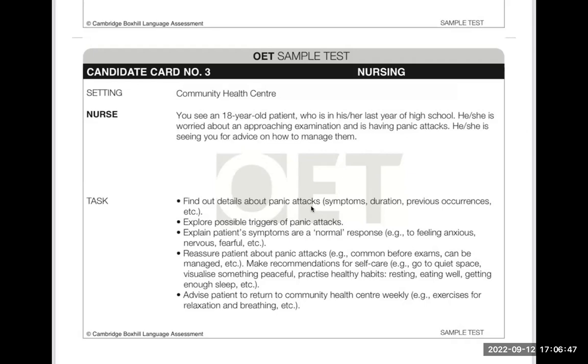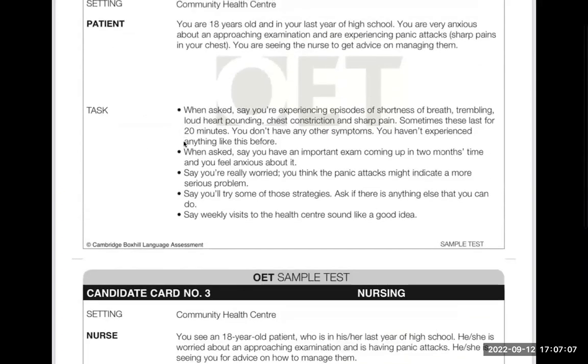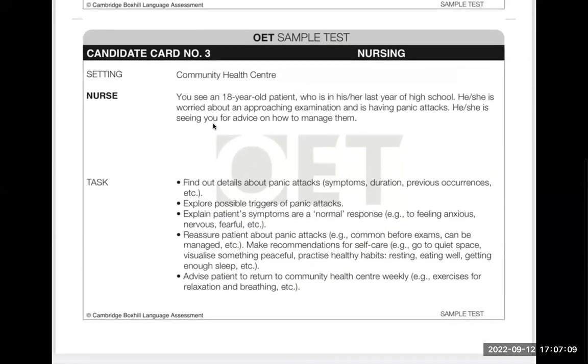Well, doctor or nurse, I am not sure what is going on, but yes, I have been told that it's like panic attacks. Okay, so I would like to find the details about the panic attacks. So could you please tell me your symptoms? Then the patient will explain the symptoms. Then you will say, could you please tell me about the duration of the symptoms? So he will say it's around 20 minutes because that has been given to him. Okay, then you will say, are there any previous occurrences? He will say no. Explore possible triggers. So do you think there can be any triggers of these panic attacks?